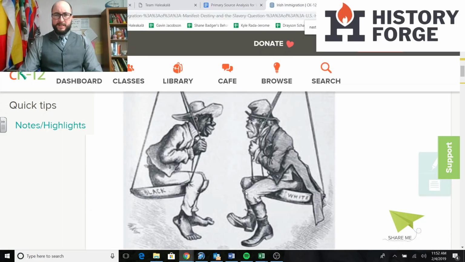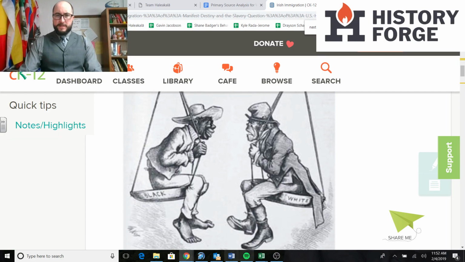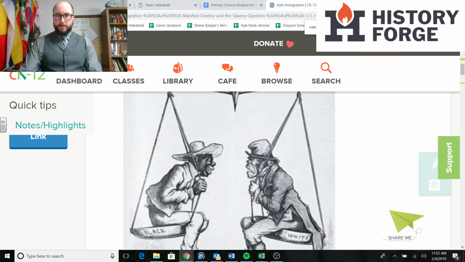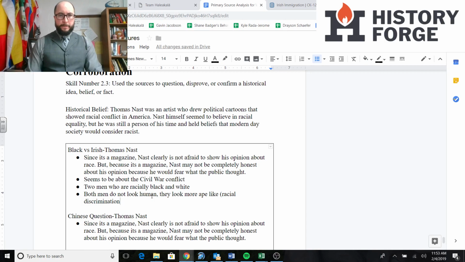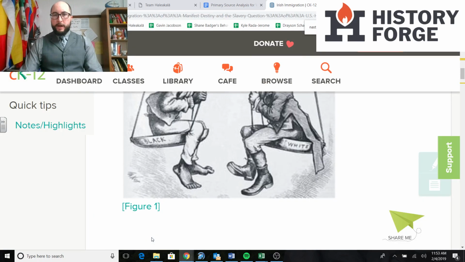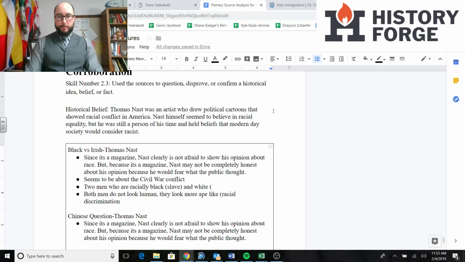And it looks like one of those, what do you call them, a scale. And the scale is even. So here it says the South and the North. So the white is on the north and the black is on the south. So I would assume this is a slave. So I'm going to say slave, and then go into white. Here's the deal. I know it's Irish because it says so. It says black versus Irish right here. So we know the white man is an Irishman, specifically.